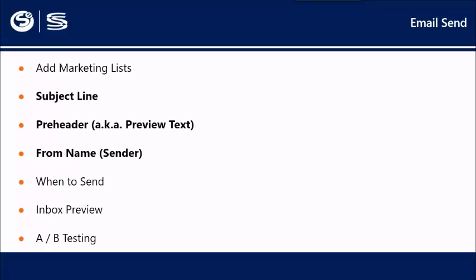A/B testing is a marketing methodology to decide, for the subject line, the pre-header, or the from name, whether one email is better than another in terms of its actual measured performance. Not a subjective thing about what you think, but actually what people are clicking on. Which of the two, A or B, are people more likely to click on based on what they actually just did. So I'll show you how that works.